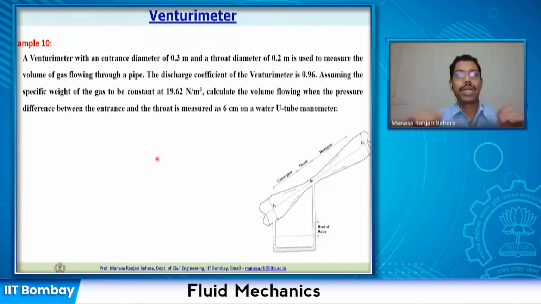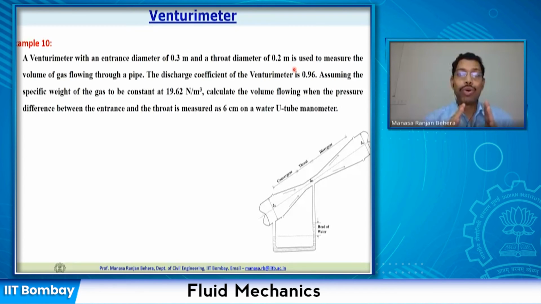So the example problem here says you have a venturimeter with an entrance diameter of 0.3 meter and a throat diameter of 0.2 meter, and that is used to measure a volume of gas that's flowing through the pipe. The discharge coefficient of the venturimeter, that is CD, is given as 0.96. Now assume that the specific weight of the gas is 19.62 Newton per meter cube. Okay, so specific weight means gamma or rho g, that is given, rho g of the gas is given as 19.62 Newton per meter cube.